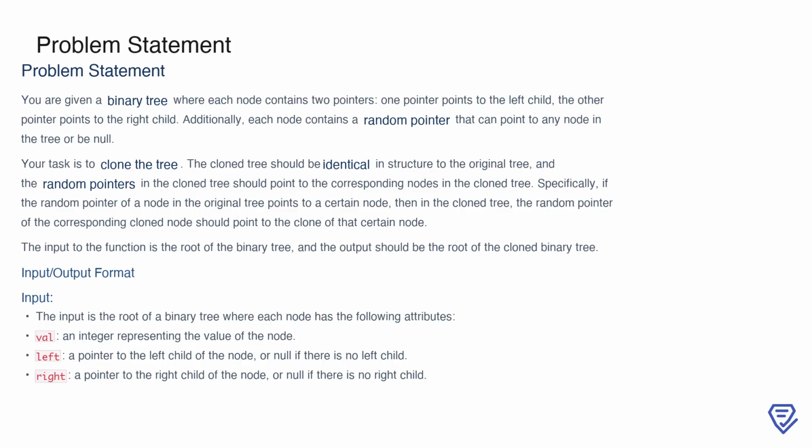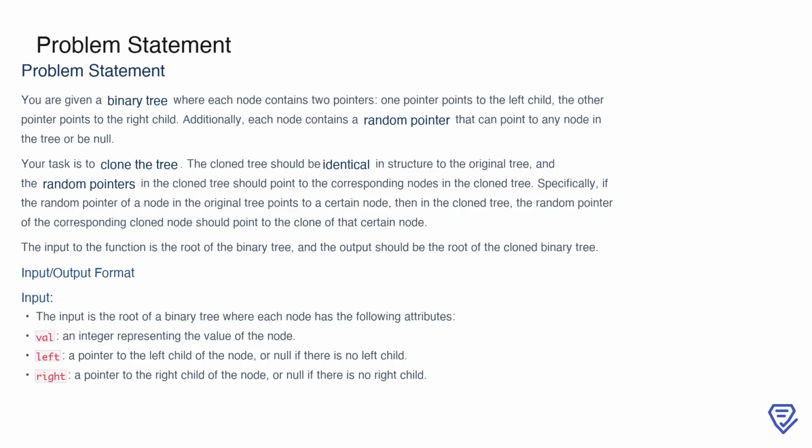The clone tree needs to have the exact same structure as the original tree, including the same node values. Additionally, the random pointers in the clone tree must point to the corresponding clone nodes. For example, if a random pointer in the original tree points to a specific node, the random pointer in the clone tree must point to the clone of that specific node.